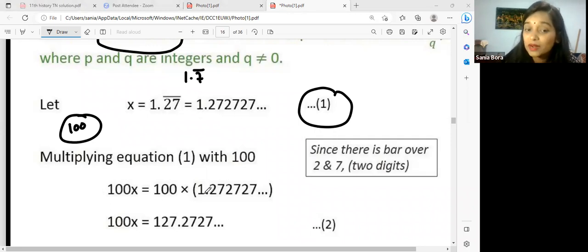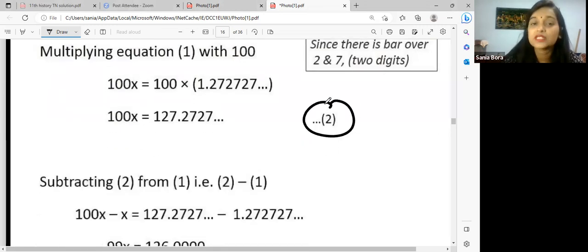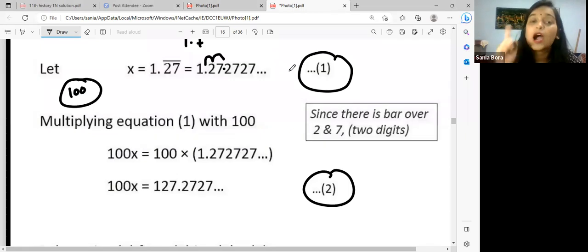When you multiply this, of course, the decimal moves. So this decimal will come here, and here it is 127.2727. This is your second equation. The first equation was this. You check how many numbers are repeating. For example, if 3 numbers are repeating, you multiply by 1000. If 4 numbers are repeating, you multiply by 10,000, accordingly.